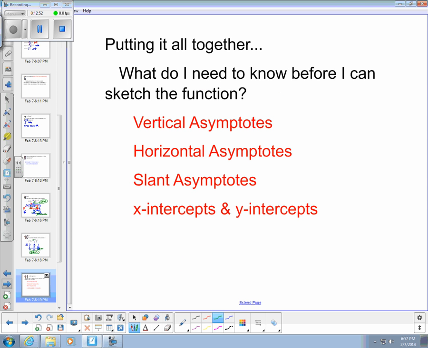Okay, so now let's put this all together. What do we need to know before we can sketch the function? We will not have a calculator to use on this portion. So far, what we've talked about are vertical asymptotes, horizontal asymptotes, slant asymptotes, and x and y intercepts. We're going to list all of those things before we try to draw the sketch.